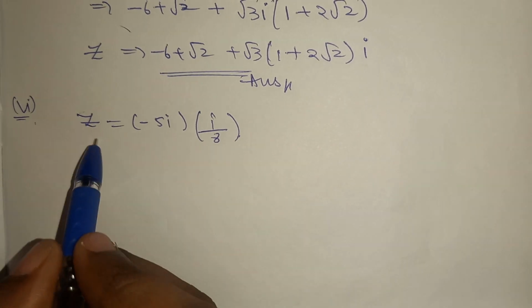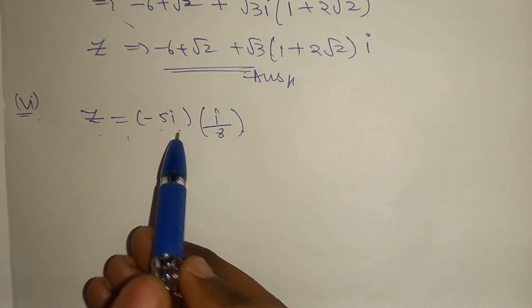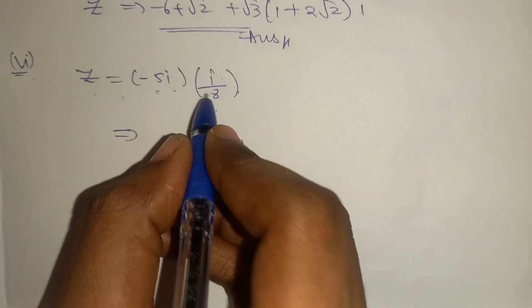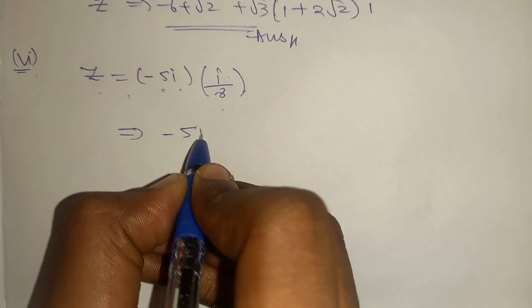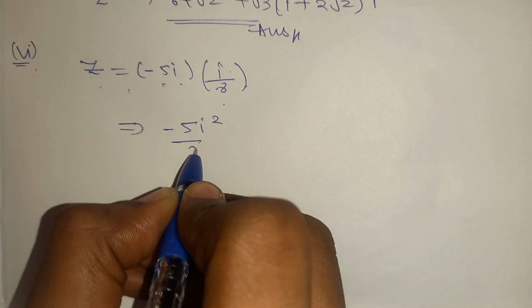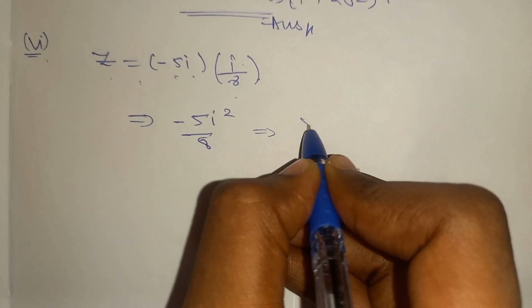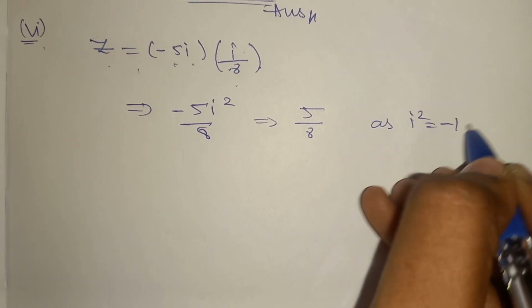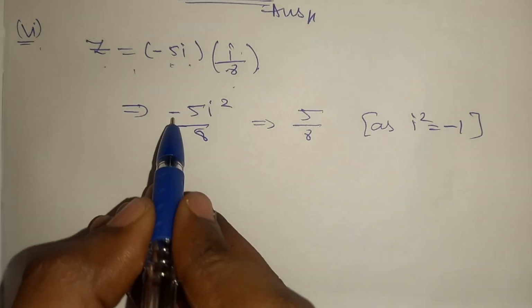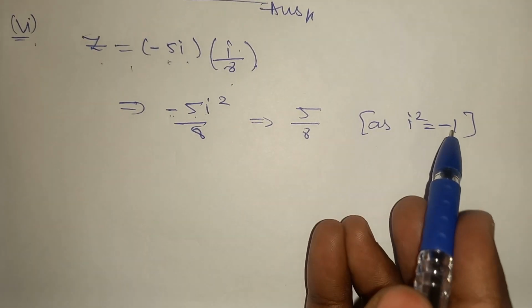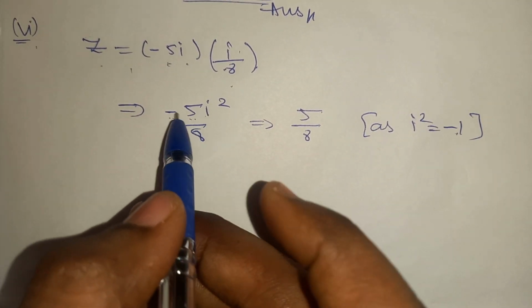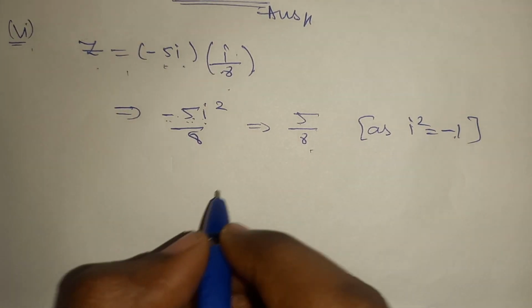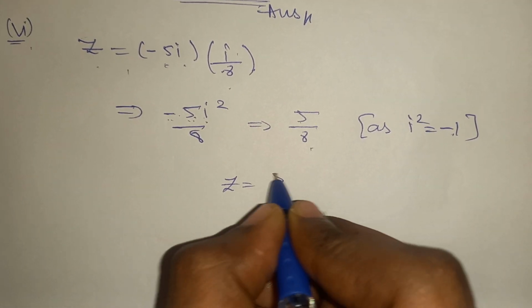Sixth question, z is equals to minus 5i into i by 8. So we will simply multiply this with this. So we'll get minus 5i square by 8, which is equals to 5 by 8, as i square is equals to minus 1. Because minus 5 i square is minus 1, no? So minus 5 into minus 1 is plus 5. So 5 by 8. Therefore z is equals to 5 by 8.